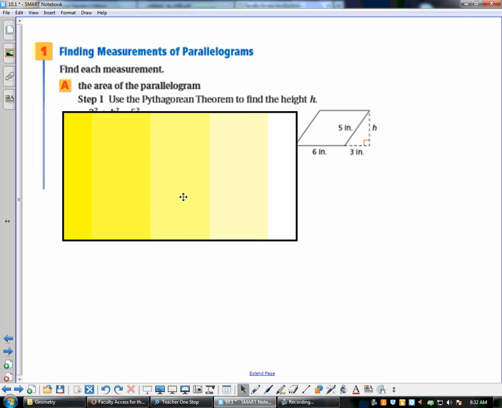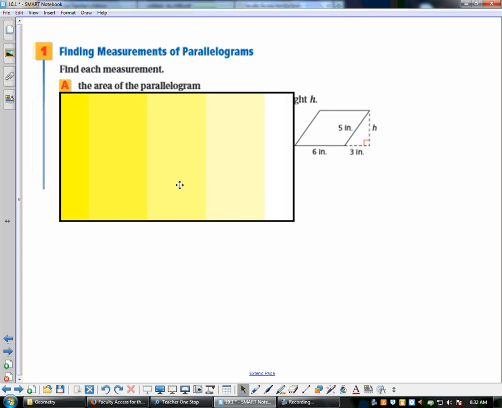Okay, so let's say we wanted to find the area of this parallelogram. In this case, let's see what we know. We know that this is 6 inches here. We know that this side here is 5 inches. So is it just 6 times 5? Is that the area of the parallelogram? No, we need to know the height. We're not given the height, but we are told that this side right here is 3.